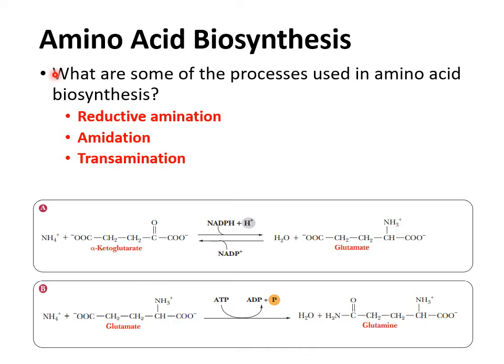synthesized. Now, for instance, the production of glutamate occurs by reductive amination, okay? And that's this figure here, whereas the production of glutamine is considered amidation, okay? And so basically, you have a lot of different processes going into the ultimate creation of amino acids, but they all rely on having nitrogen available.